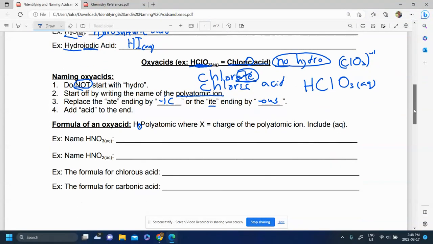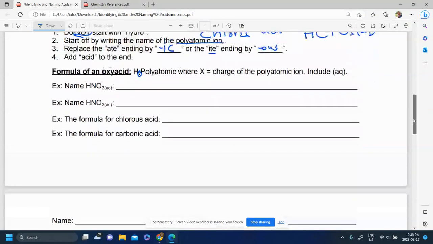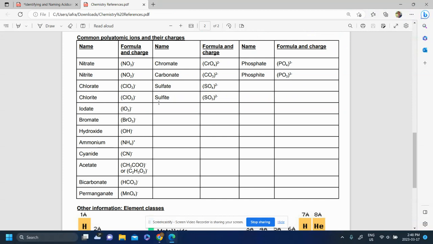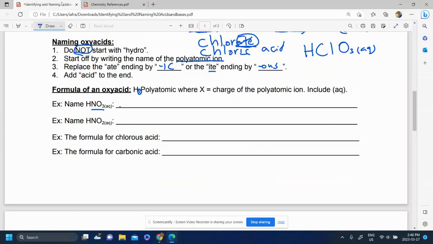Okay, so let's try some practice problems out here. Name HNO3. So first of all, we know this is not binary, so I wouldn't be starting with hydro. I need to go find what NO3 is called. You have this table all the time. NO3 is nitrate. So I'm going to write this out here, nitrate. Since I end in ate, that's going to be replaced to ic. So that's going to be nitric acid.